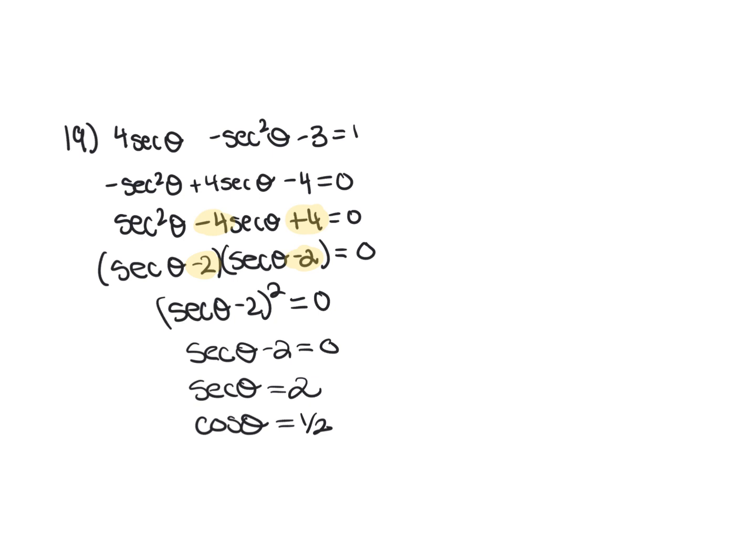And this question has the interval 0 to 2 pi. So when I answer this, I need to give all the answers from 0 to 2 pi. So this happens at pi over 3 and 5 pi over 3. If I didn't have the interval, I'd have to add like 2 pi n or something of that nature. But please make sure that you answer and note if there is or is not an interval.